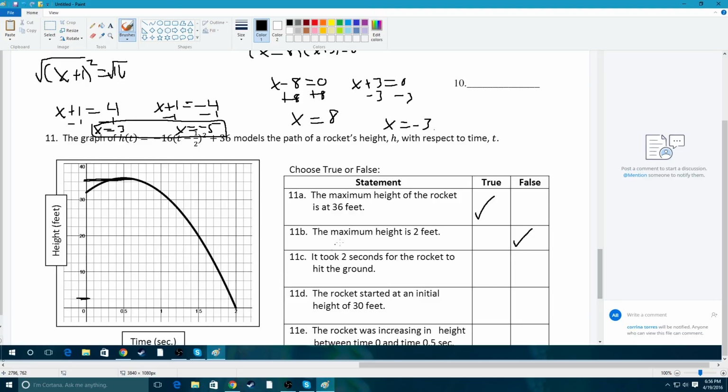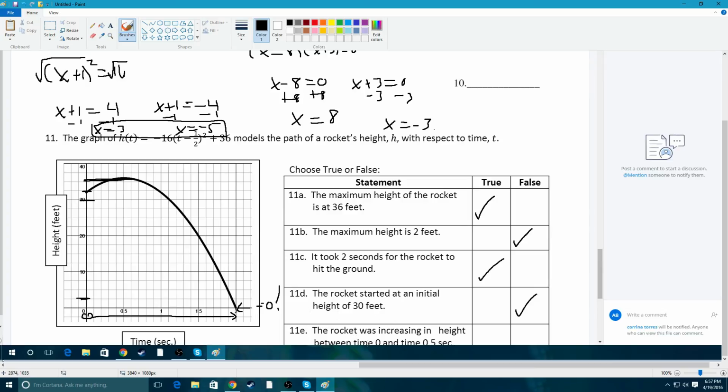Okay. It said it took 2 seconds for the rocket to hit the ground. So starting at 0, the graph is up there, and it goes all the way to 2 seconds. And as soon as it gets to 2 seconds, that's where its height equals 0, meaning it is on the ground. That is true. The rocket started at an initial height of 30 feet. That's almost true. It really started at about 32. So this is a false statement.